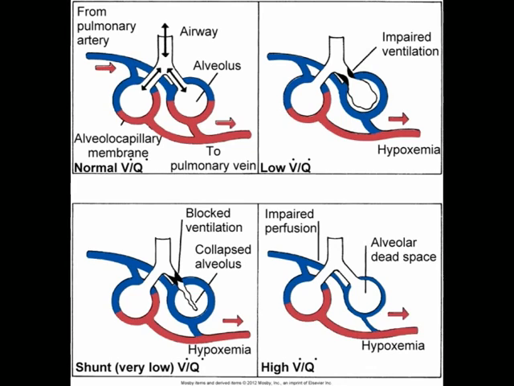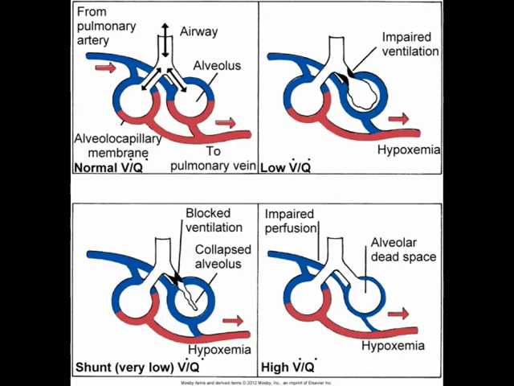The problem in this case is impaired ventilation. We have a narrowed airway. So maybe that patient's got secretions in the airway. Maybe this patient has got asthma. But we have a narrowed airway, which is limiting the amount of oxygen that's getting down to the tissues, and that's going to lead to a low ventilation perfusion ratio and to hypoxemia. Okay, now notice over on the left lower, we have completely blocked ventilation and a collapsed alveolus. Now we have a very low ventilation perfusion ratio, and again, hypoxemia will be even more pronounced.